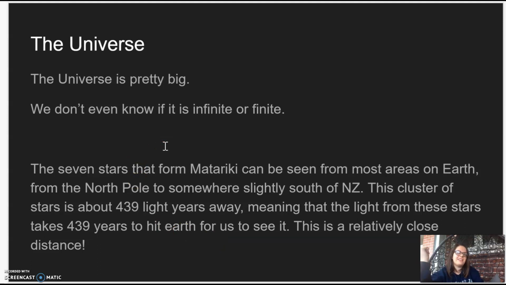This is nothing to the universe. We haven't even left our galaxy to see these stars. So that's just to give you an idea that even if we travel at the speed of light for 439 years, we won't even get outside of our galaxy. And light travels extremely fast. It's one of the fastest things that we know about.